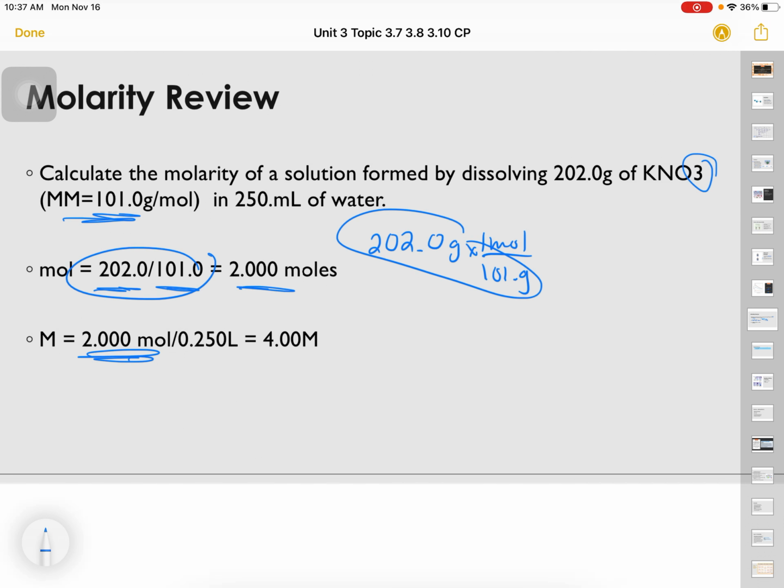So here's the moles part. We have 250 milliliters. You must convert that to liters in order to get your molarity. You use the reference sheet, okay? Don't rely on your memory when they give you the calculations for these.